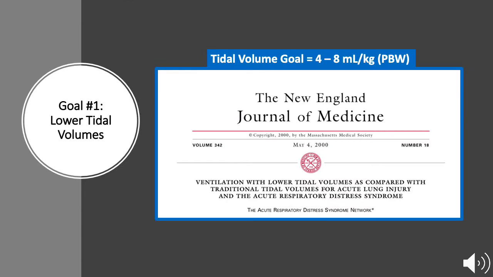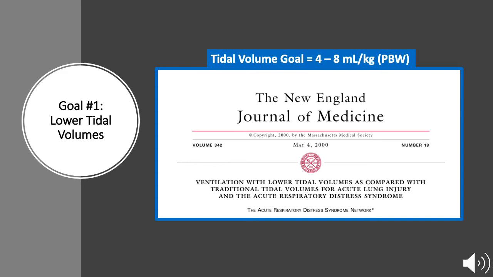The first goal of ventilating patients with ARDS is using lower tidal volumes. In 2000, the ARDS network trial compared lower tidal volumes at 6 milliliters per kilogram ideal body weight to traditional tidal volumes, which were historically 12 milliliters per kilogram ideal body weight, and found that mortality improved with lower tidal volumes. They also found that ventilator-free days were higher.